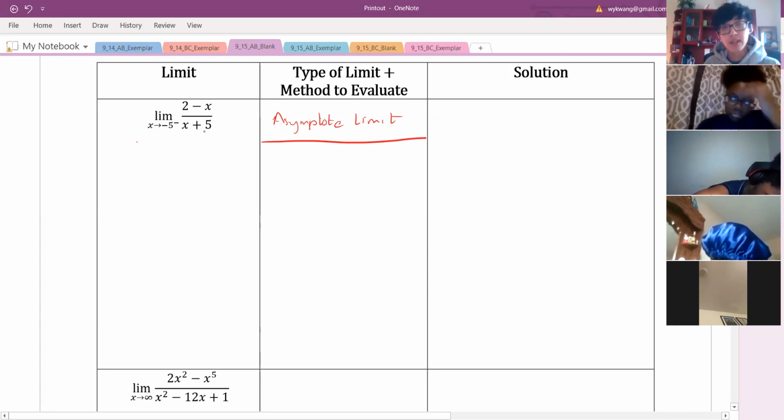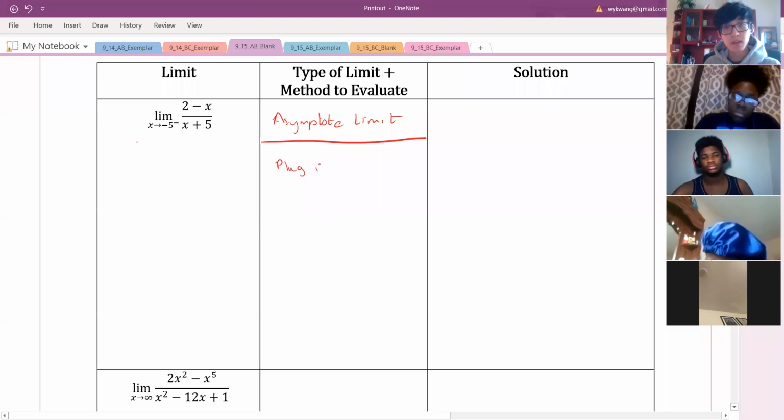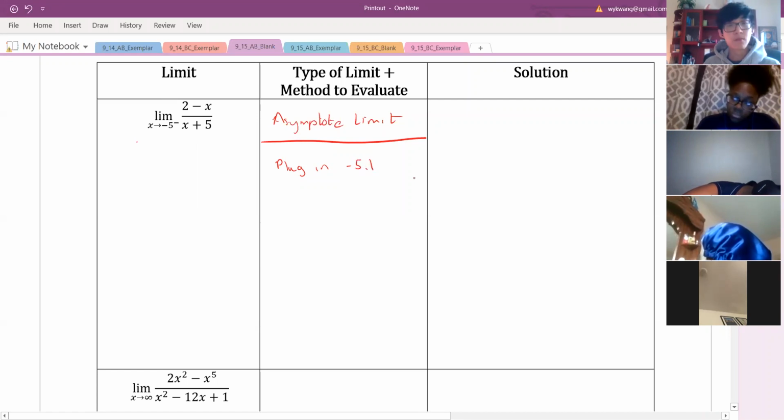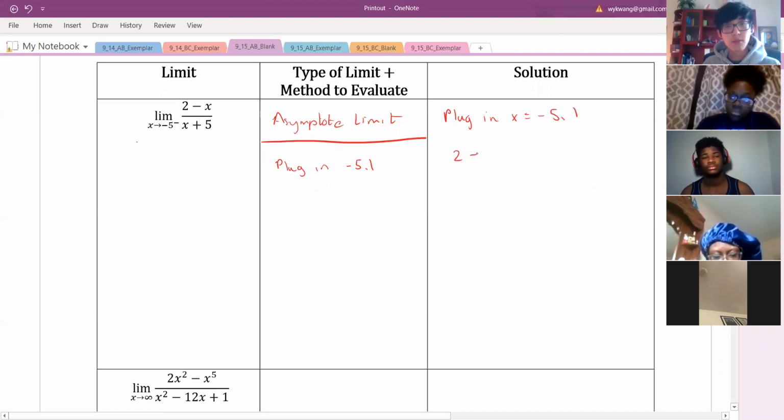So we're coming from the left here, right? So we're going to plug in a number that's slightly less than -5. It's very close to -5, but it's not going to be -5. So let's plug in, let's say, -5.1. We plug in x equals -5.1 and get 2 minus -5.1, we're just plugging it in for x. 2 plus 5.1 is 7.1, and -5.1 plus 5 is -0.1.